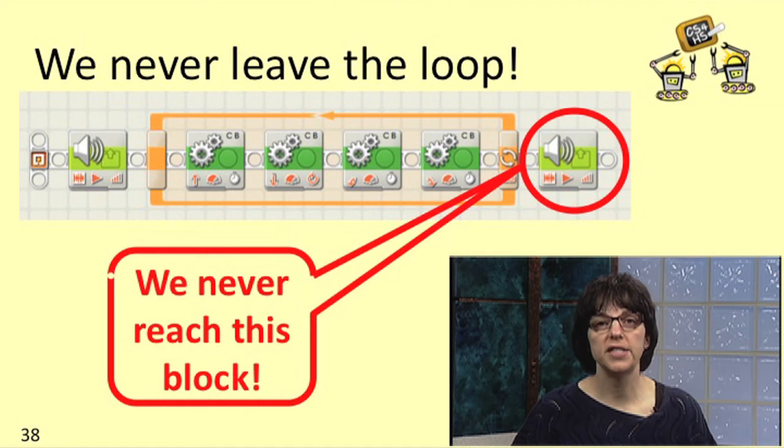Even pressing the gray rectangular button on the front of the NXT doesn't help, since that just causes the program to stop immediately wherever it happens to be. Now let's talk about the third type of loop, the wait time block.